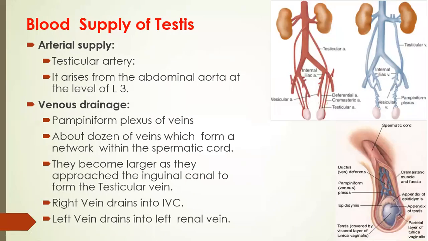Now coming to the blood supply of the testis, because this is a very important site for the production of the sperms as well as the male hormone, testosterone. That's why the blood supply of this testis is very important. Coming to the arterial supply, it is supplied by the testicular artery. If you see here, this artery comes directly from the abdomen, from the sides, and goes all the way up to the scrotum.